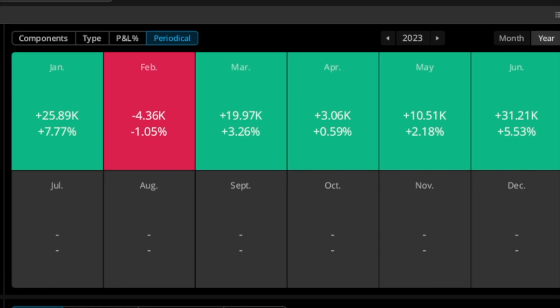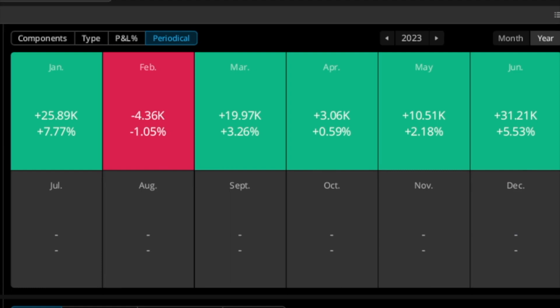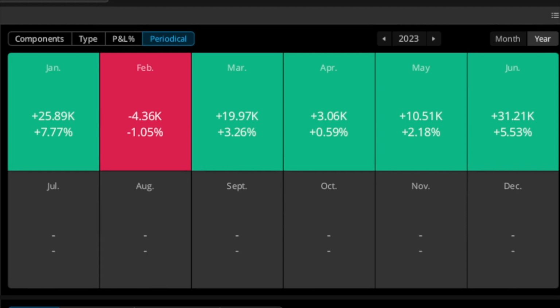All right, so now we are taking a look at the month-by-month breakdown on this particular trading account, and we'll straighten this out just a little bit. So let's take a look at this month by month. The current month has been a really good one for me. June of 2023, we're up 31,000 in this account, which is about a 5.5% gain.